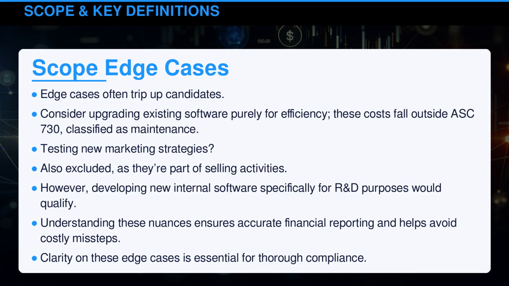Edge cases often trip up candidates. Consider upgrading existing software purely for efficiency. These costs fall outside ASC 730, classified as maintenance. Testing new marketing strategies, also excluded, as they're part of selling activities. However, developing new internal software specifically for R&D purposes would qualify. Understanding these nuances ensures accurate financial reporting and helps avoid costly missteps. Clarity on these edge cases is essential for thorough compliance.